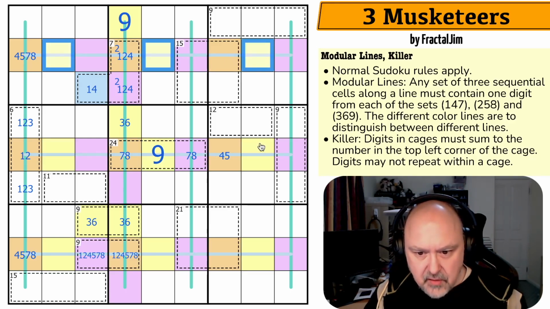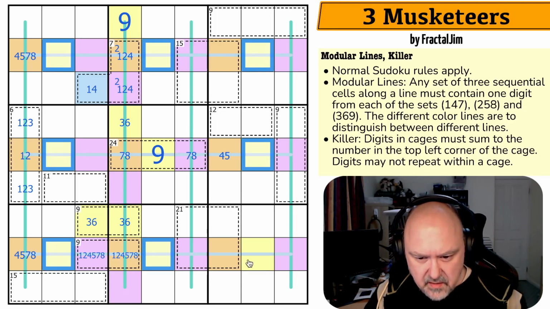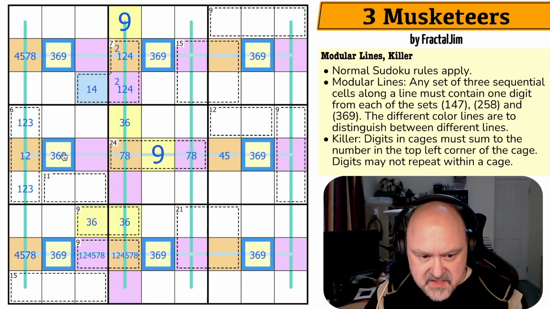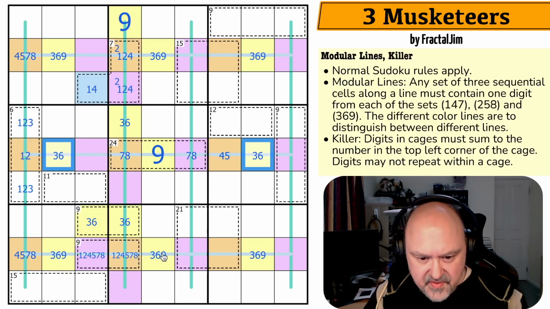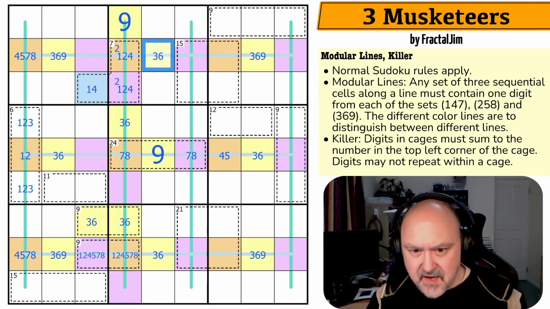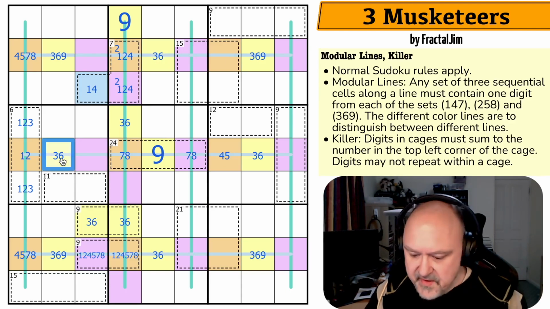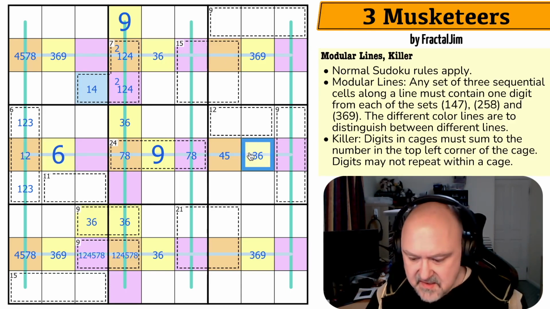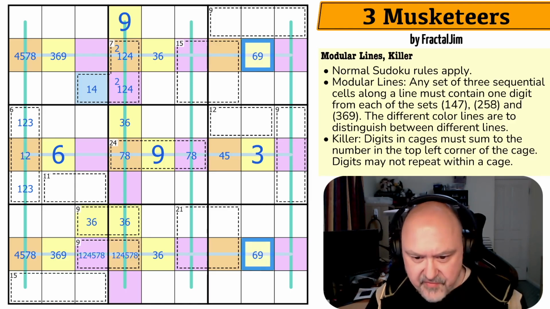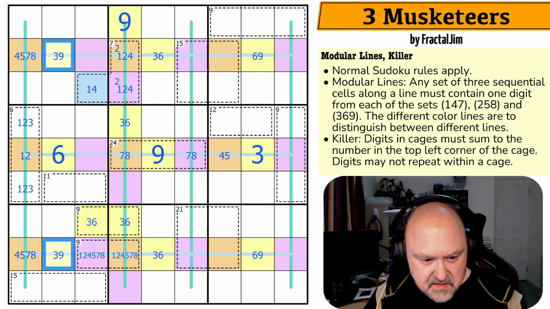So these are all 3, 6, 9. Now these two can't be 9. This one can't be 9. This one can't be 9. This can't be a 3. That's a 6. This is a 3, which takes 3 out of those. These now can't be 6.